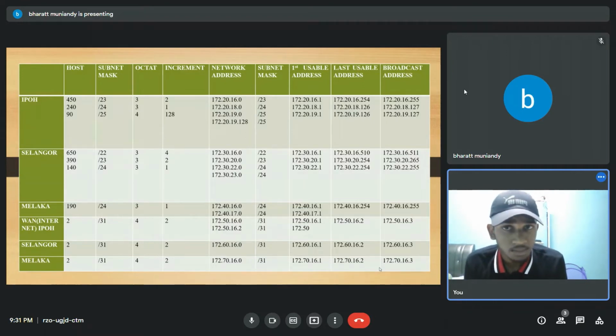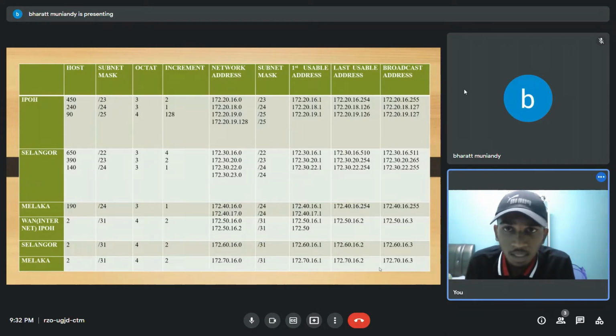Okay, the network address. The first one we should write is the example that has been given in the question, which is 172.20.16.0. For the next one we add 2 in the third octet, so the value will be 172.20.18.0. For the third one, we add the increment 1, so it will be 172.20.19.0, and the last one will be 172.20.19.128. The last one, they give the answer in 128 because the octet is 4, so we should fill the answer at number 4. The subnet mask remains the same.